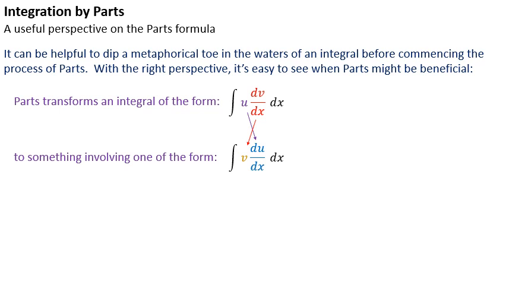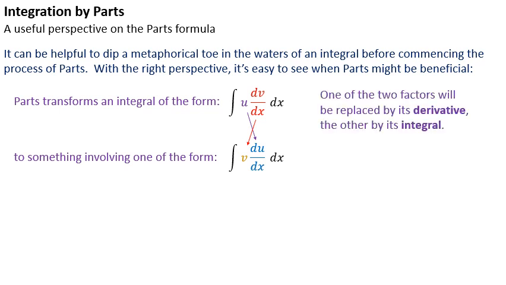There's other bits in the formula too. There's a uv term at the beginning, but what's interesting and important about it is what the integral involves, because the whole purpose of integration by parts is to take an integral that you cannot easily evaluate and rewrite it in a form that involves an integral that you can more easily evaluate. Essentially, what's happening here is one of your two original factors is being replaced with its derivative, u becomes du by dx, and the other one is being replaced by its integral, dv by dx becomes v.